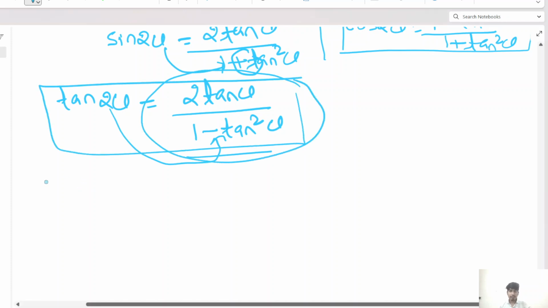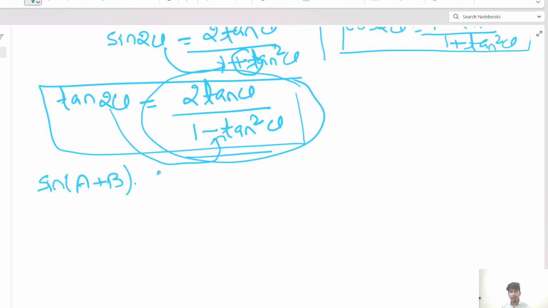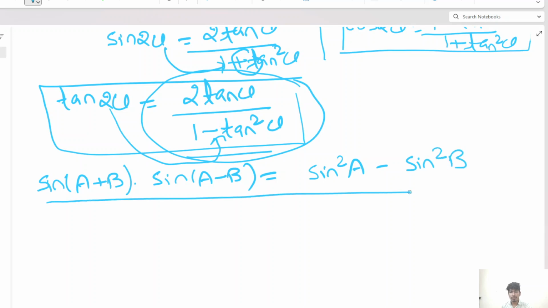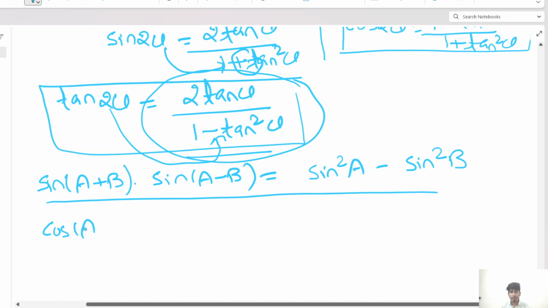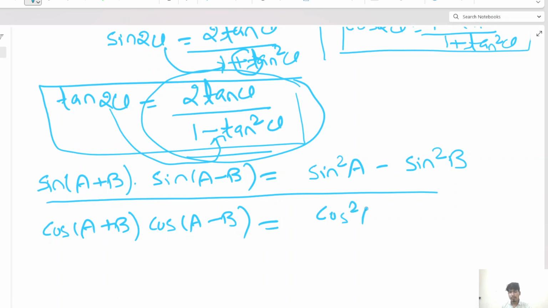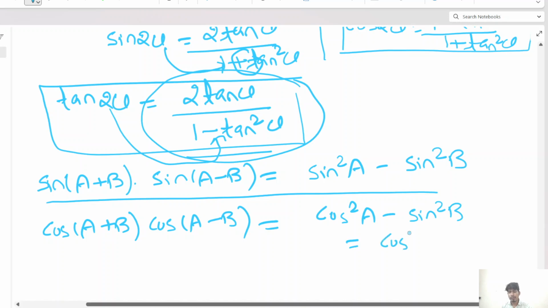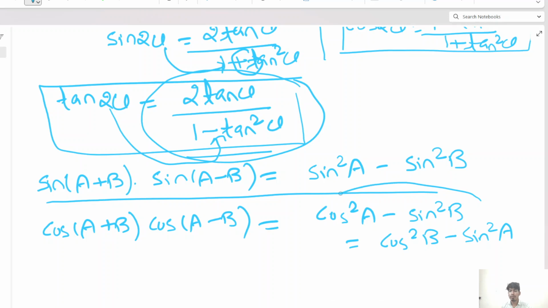Then what is one more? Sine of a plus b into sine of a minus b. This is sine square a minus sine square b. And what is the cos of a plus b into cos of a minus b? This is cos square a minus sine square b, or this is equal to cos square b minus sine square a. You can use any of these formulas.